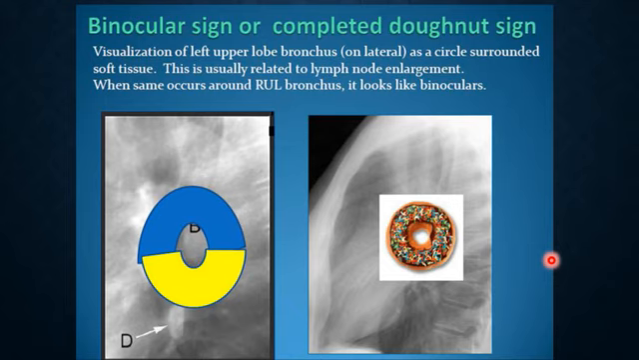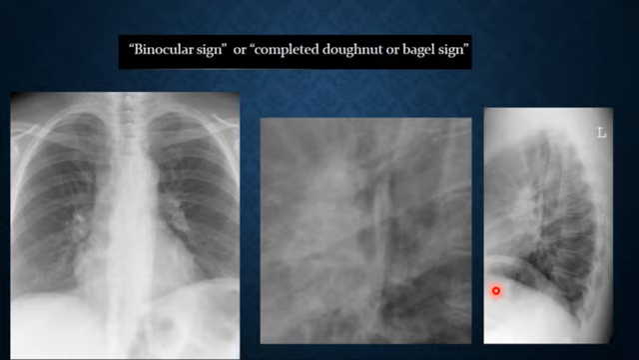So there will be what's called the binocular sign, like binoculars. We'll see a lot of it. You can see here this binocular sign. It indicates hilar lymph node enlargement, bilaterally or unilaterally. Binocular or donut sign.